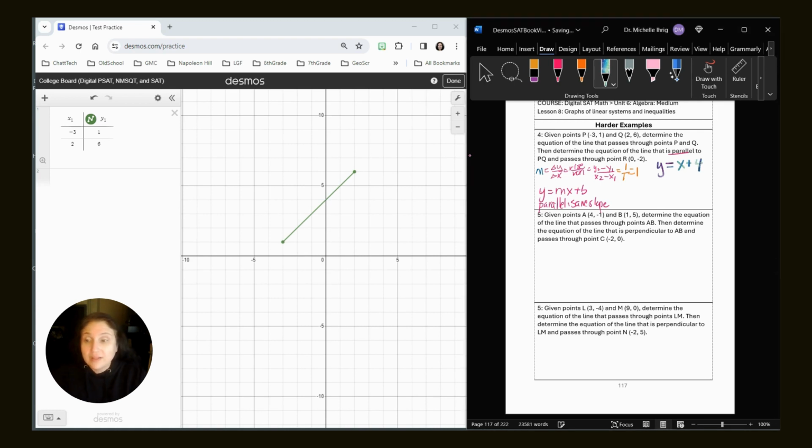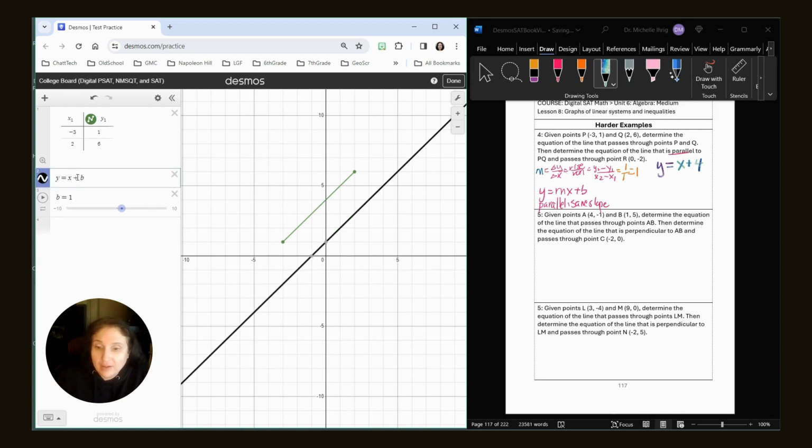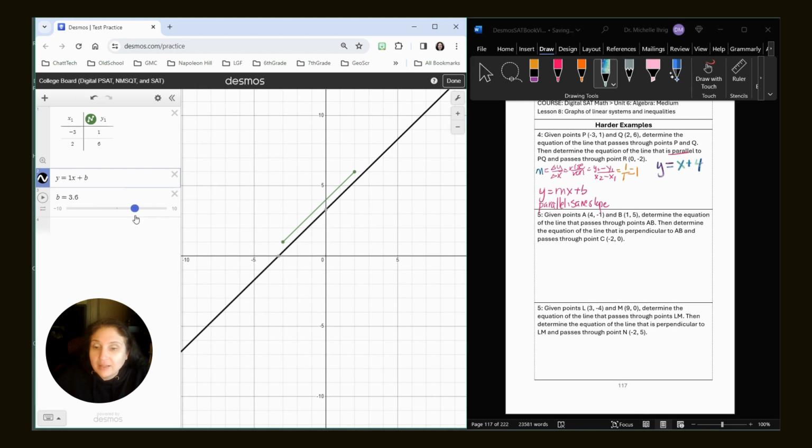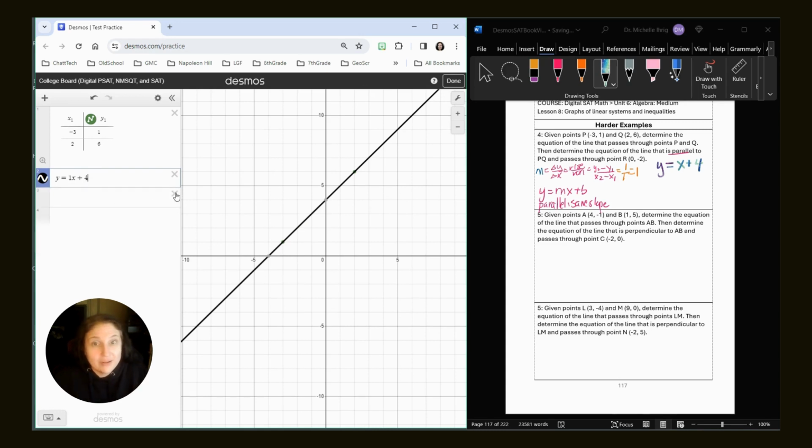Now, if it wasn't clear, we would type in y equals mx plus b and add a slider just for the b. We know that our slope is 1, so I can move this out and say 1. Then I'm just going to move my slider tool until the black line and the green line match, which is at b equals 4. Okay, and we're going to use that same slider tool trick. So let's make this say 4.